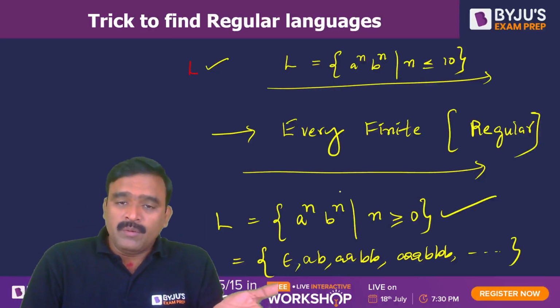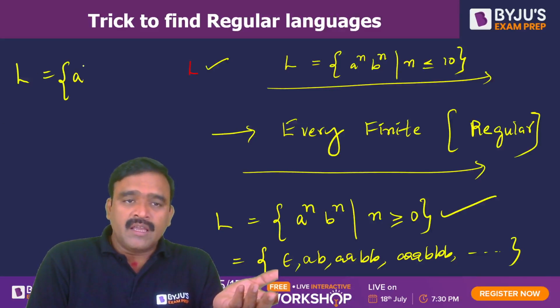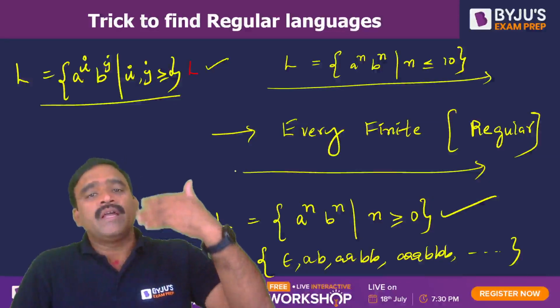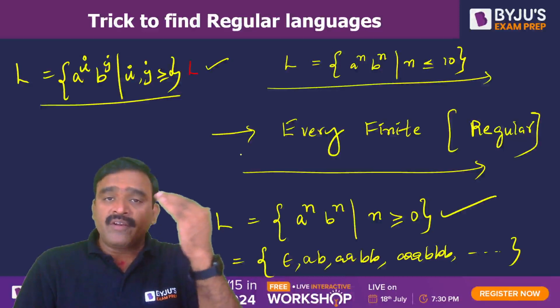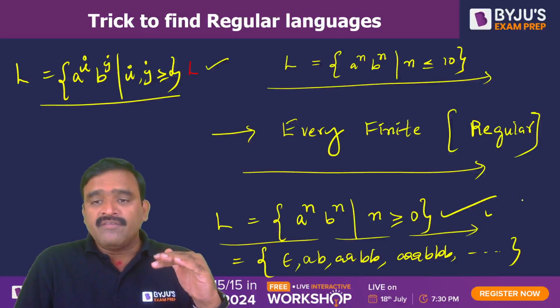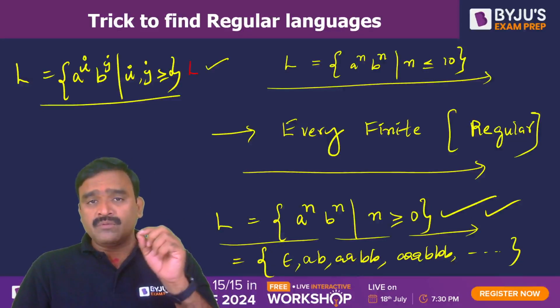If there is no dependency, for instance, if I am taking the language L equals a power i, b power j, such that i, j are greater than or equal to 0, in this language we have a's followed by any number of b's. There is no restriction on the number of b's. There is no need of remembering the a's. But in the earlier one, there is a need of remembering the a's. In an infinite language, if dependency is there, it is not regular. That is one criterion.